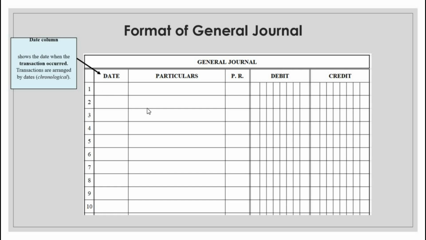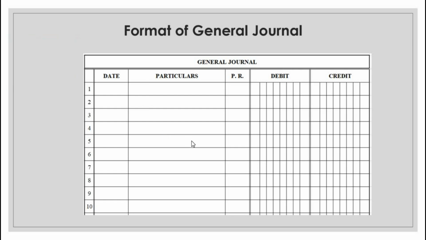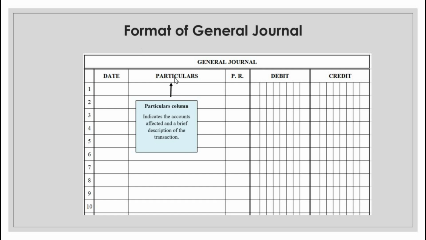So that's a date column. The second one is the particulars column, which indicates the accounts affected and a brief description of the transaction. Other books will label this as account titles and explanations column, so pwede na rin itong particulars column.